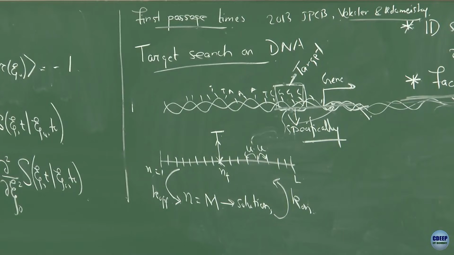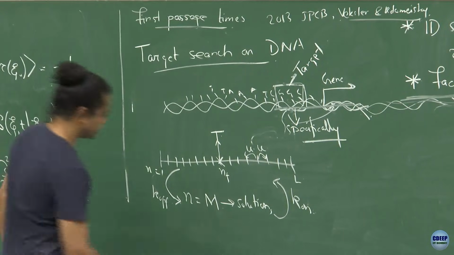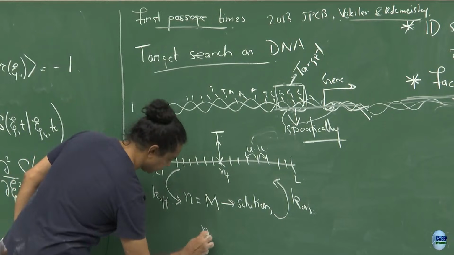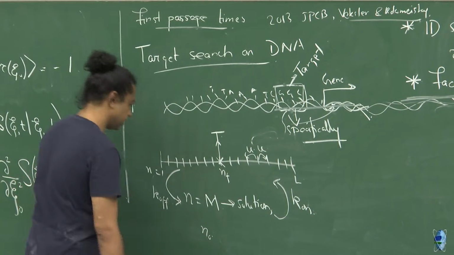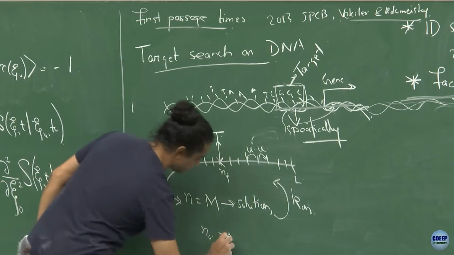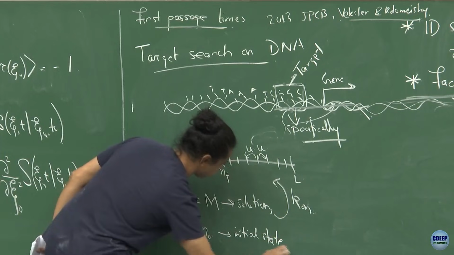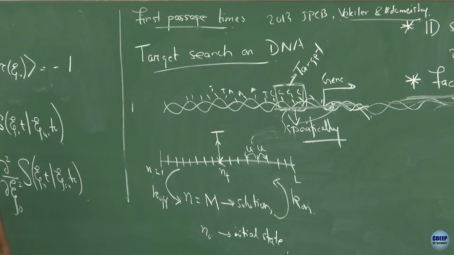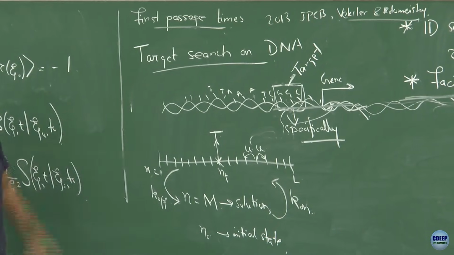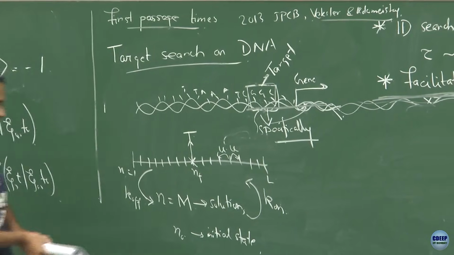Let's say it starts at some initial state N naught. So this is my initial state. This is the mathematical formulation of this target search problem on a finite lattice.